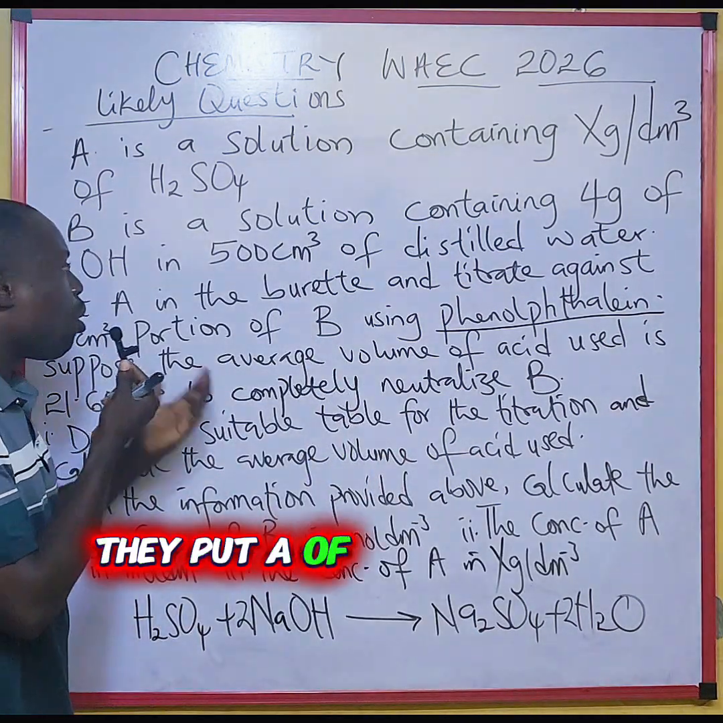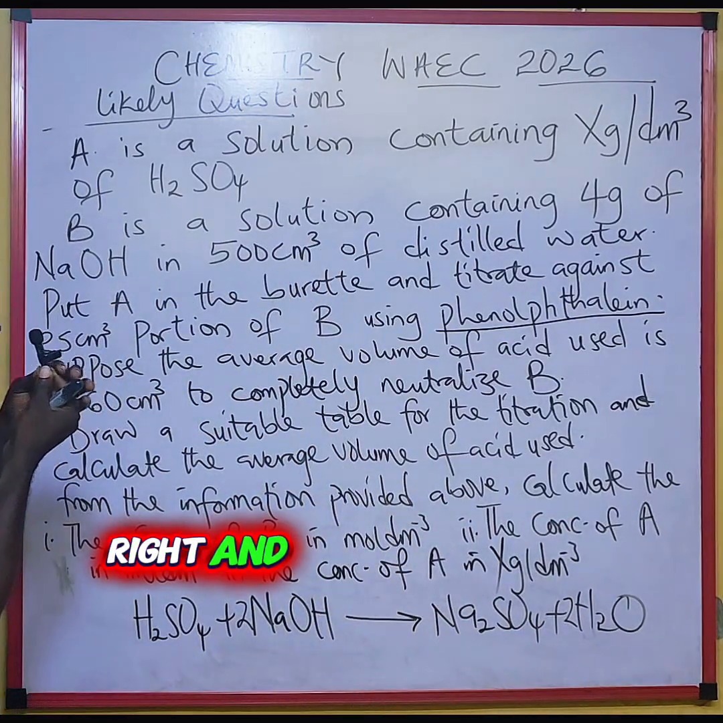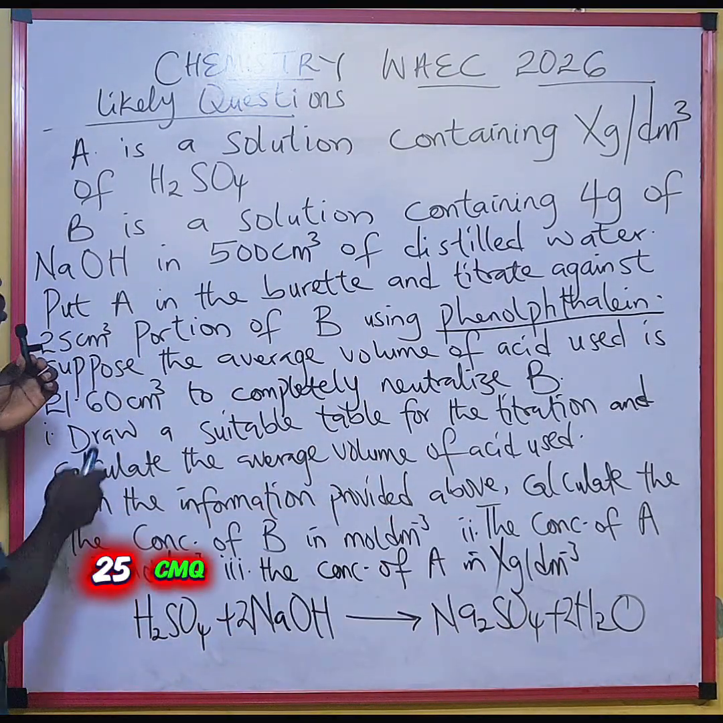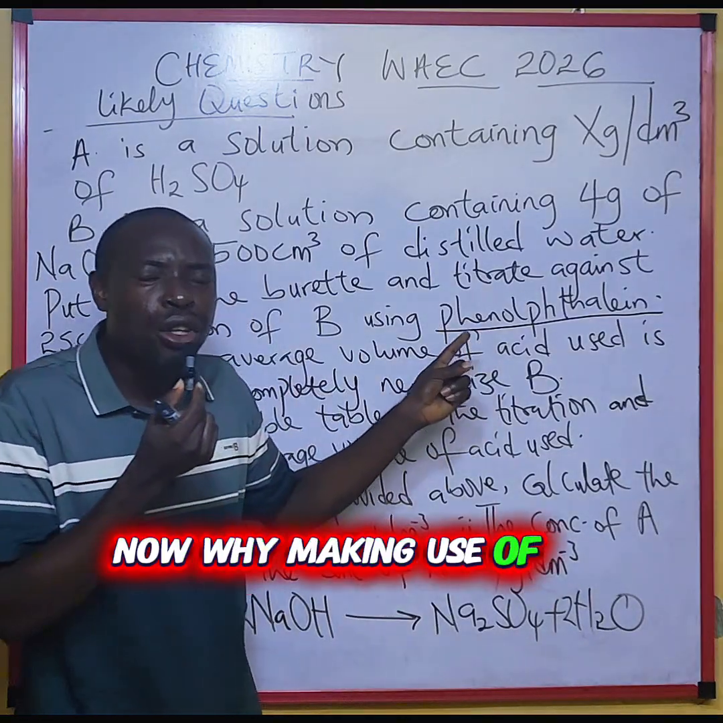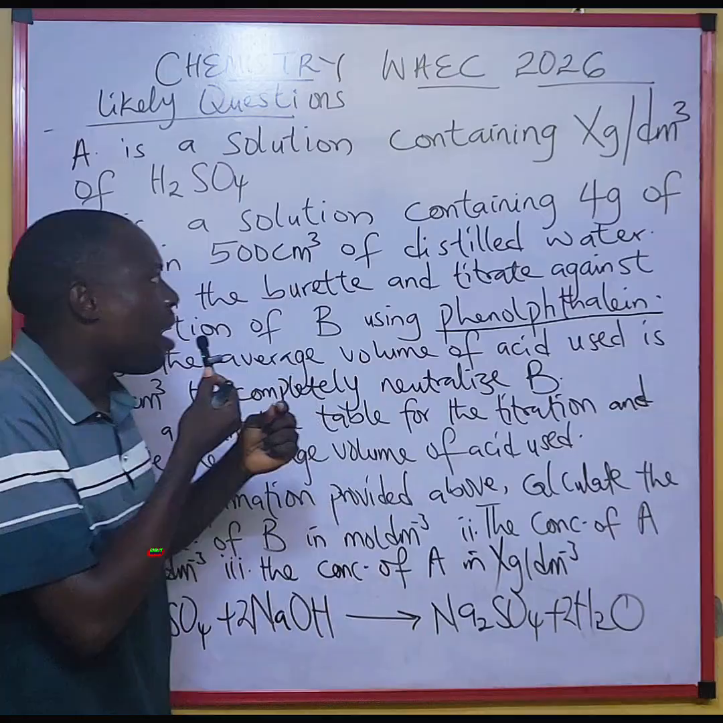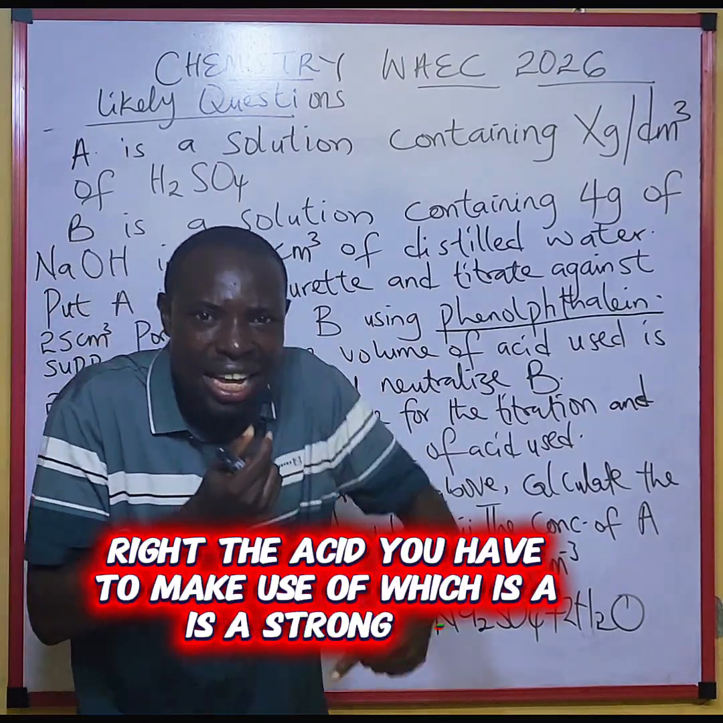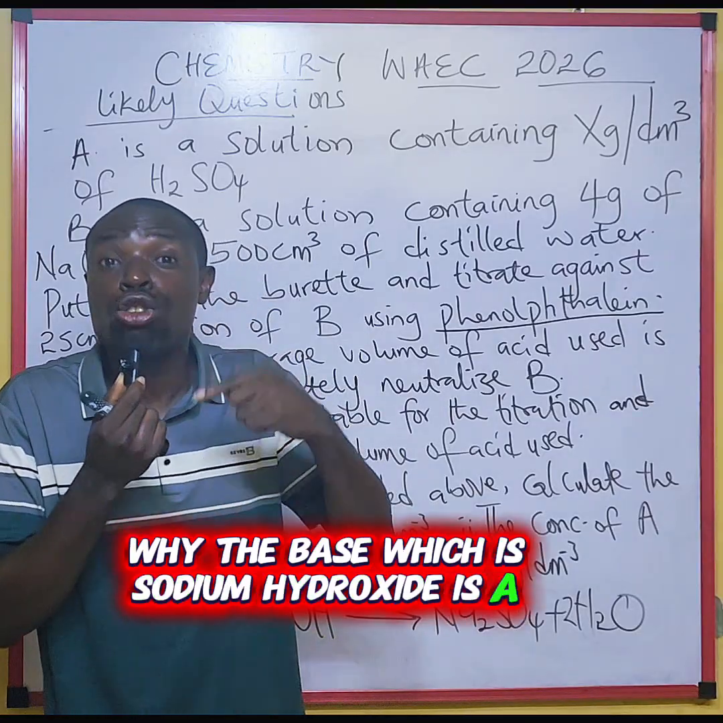They put A, of course, you have to put your acid in your burette, right? And they said you have to titrate it against 25 cm cube portion of B using phenolphthalein. Now, why make use of phenolphthalein? If you understand, the acid you have to make use of, which is A, is a strong acid, while the base, which is sodium hydroxide, is a strong base.